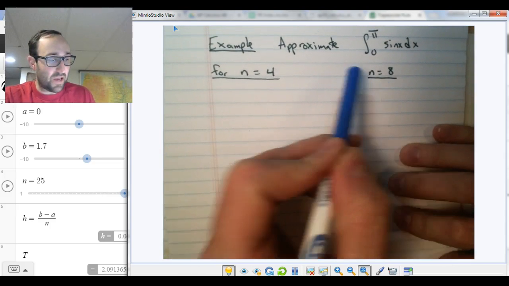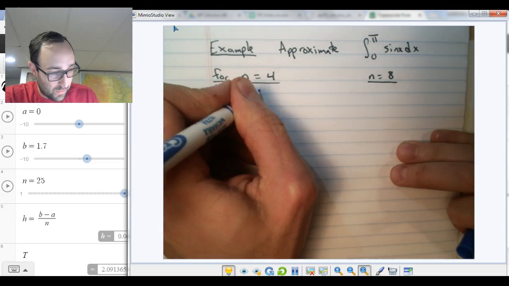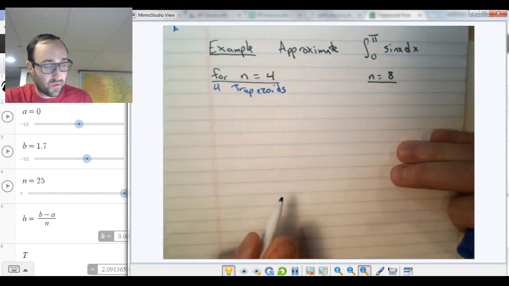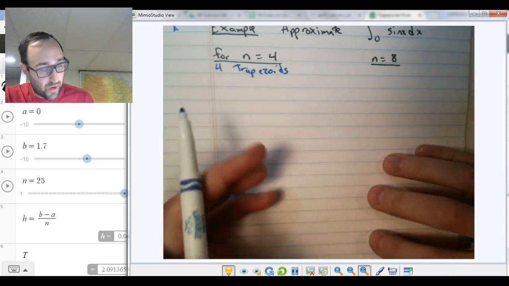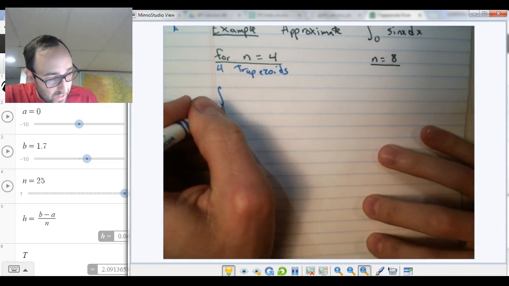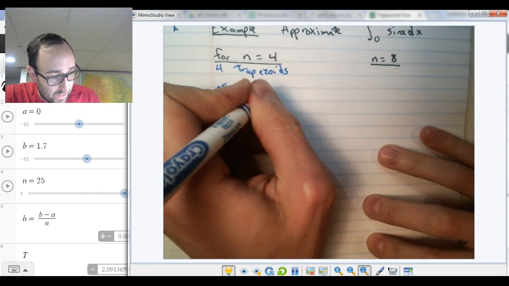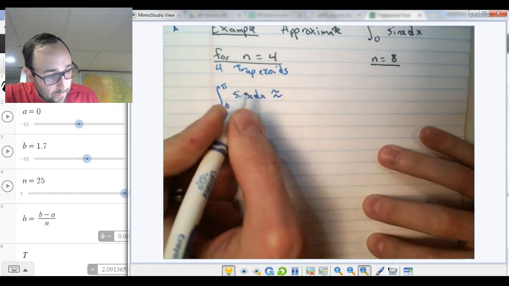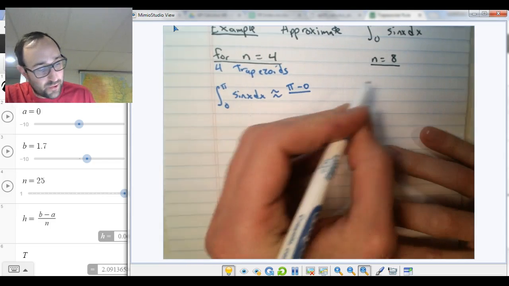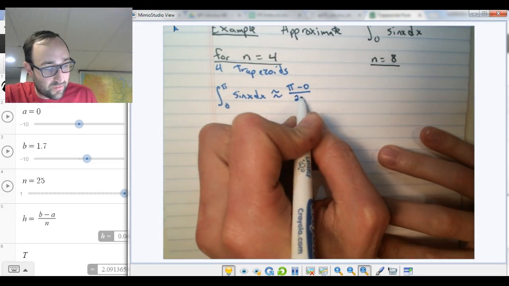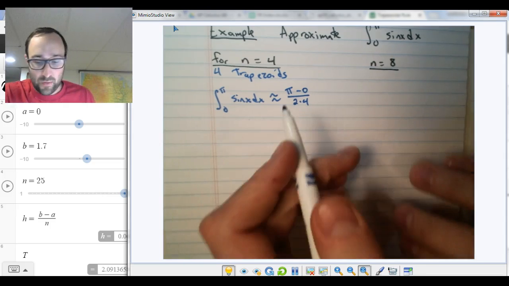So I need to have 4 trapezoids, which means I should be able to add 4 things together. Now let's use our trapezoidal rule. The integral from 0 to pi of sine x dx is going to be about b minus a, which is pi minus 0, all over 2n, so 2 times 4. Do you have to write all this out? No, but I'm showing you where everything is and why we're doing all this.